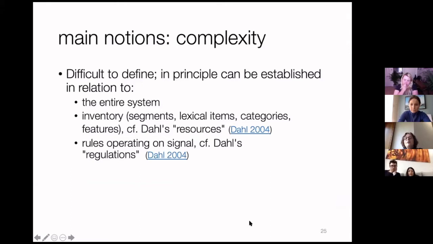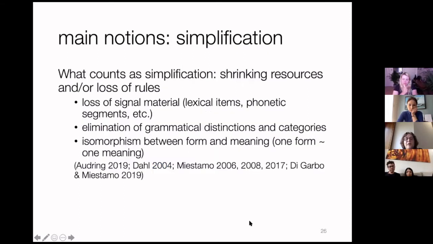Complexity is quite difficult to define, and in principle, it can be established in relation to the entire system, in which case I think we're lost, to the inventory, that is, are you going to have more segments, more lexical items, more categories, or it could be rules operating on signals. So I highly recommend the book by Oostendal, where he discusses these two notions of complexity. The conclusion of the book is a little open-ended, where he says it could be rules operating on inventories or rules operating on signals, so it's a little hard to decide what exactly the point is.